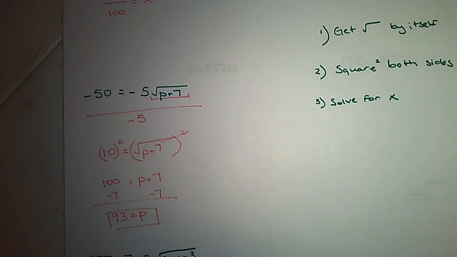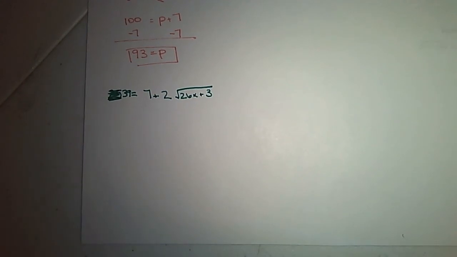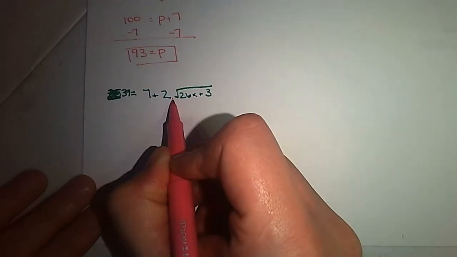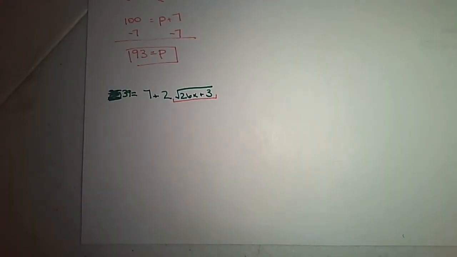All right, last one. So we have 39 equals 7 plus 2 times the square root of 26x plus 3. Again, first step, we want to get the square root totally by itself. We have a lot of garbage attached to it today. We have the 7 and we have the 2. So let's go ahead and move the 7 first. Right now that 7 is being added, so in order to move it to the other side, we need to subtract it.